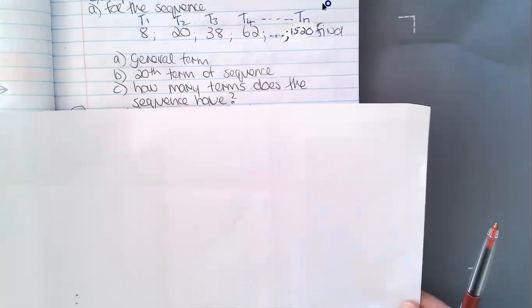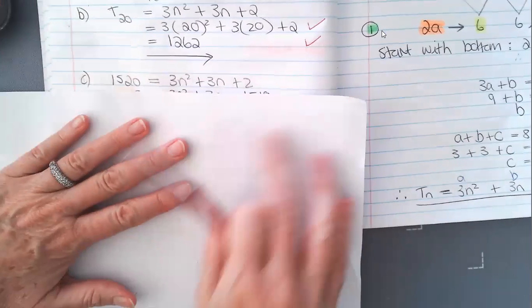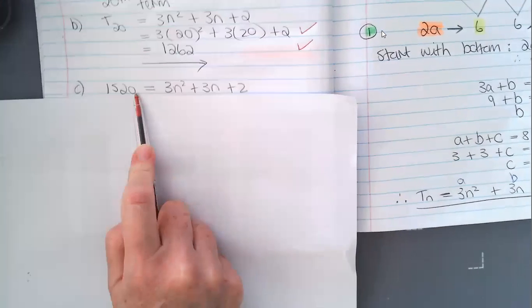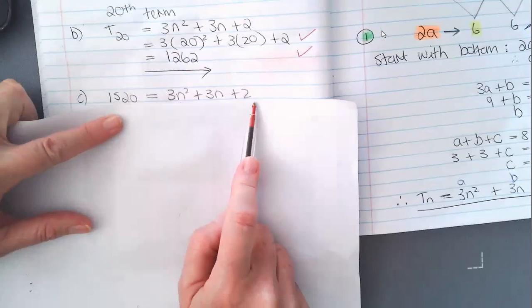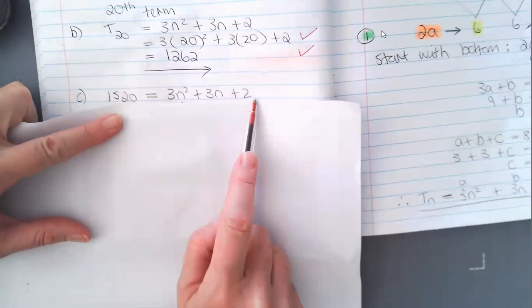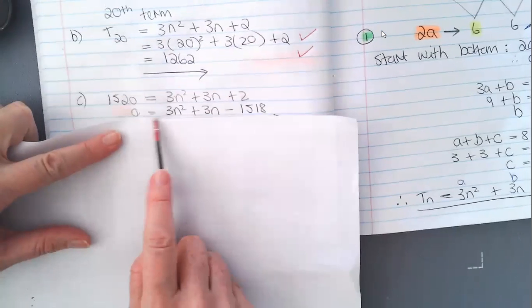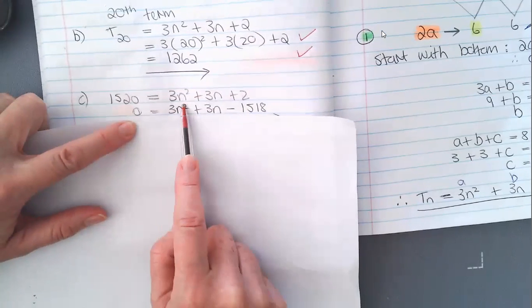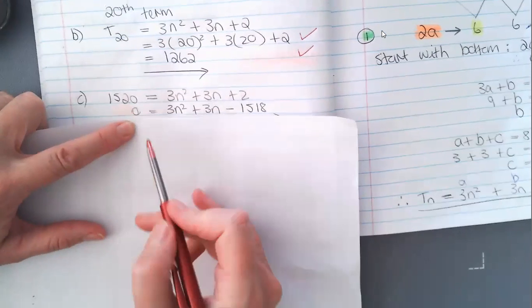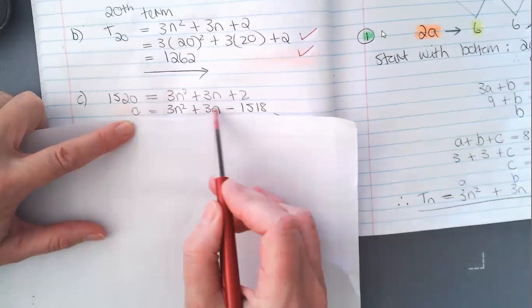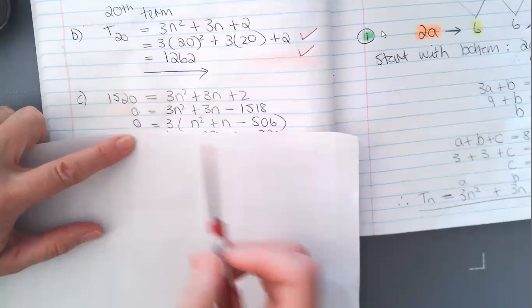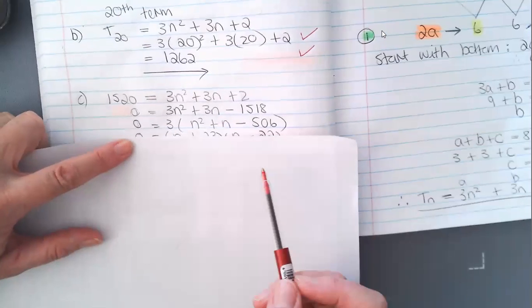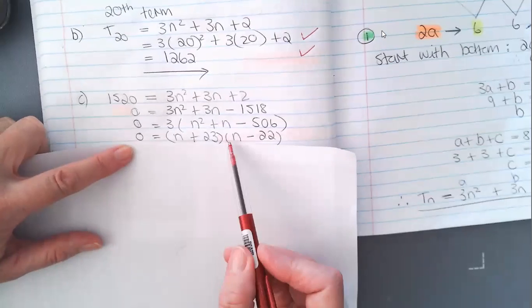But to do this now, we are going to have to solve a quadratic formula. So we are going to say the 1520 of the quadratic sequence is equal to the general formula. Then to solve the n, we are going to say 0 equals. So every time we want to solve n squared or n to the power of 3 or n to the power of 4, we have to say 0 equals. And this is what we get. We factorize with 3, and then we can do the factors.